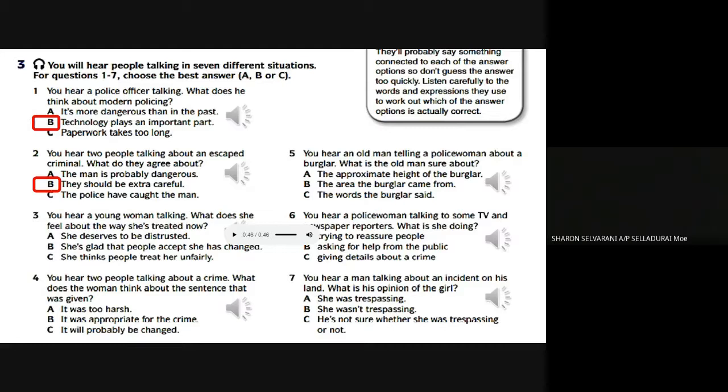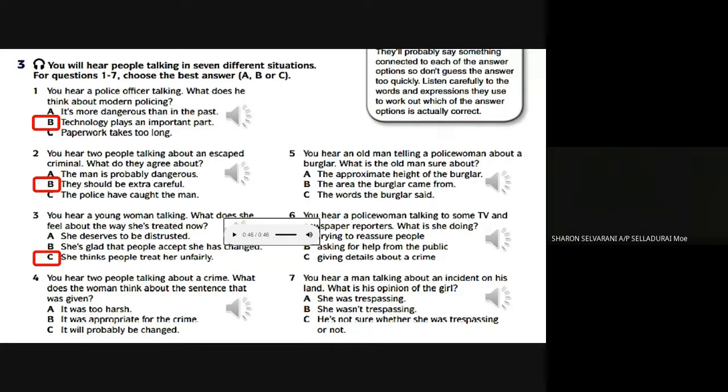C. Okay, let's check the answer. Yes, okay. She's feeling very sad because she has already served whatever she was supposed to do. She has done community service and all that, but people still think that she's a bad person. Okay, number four, you hear two people talking about a crime.